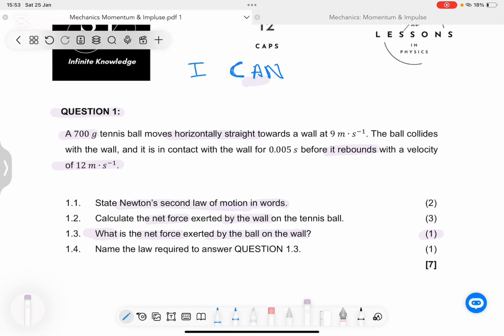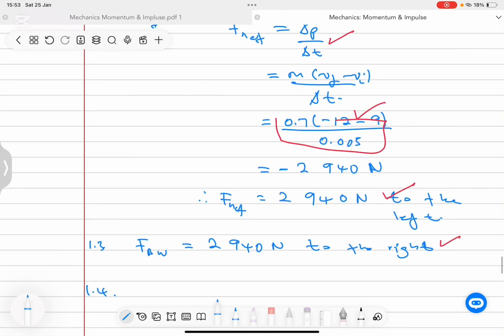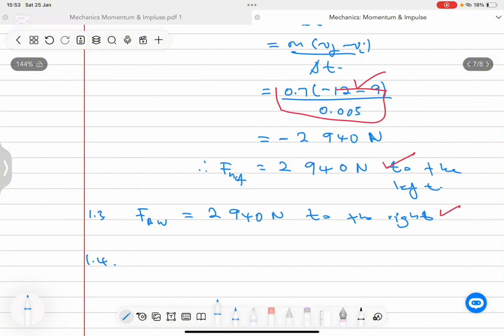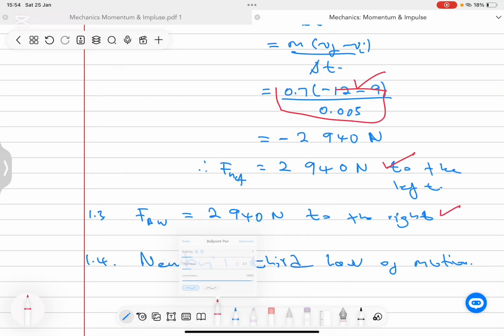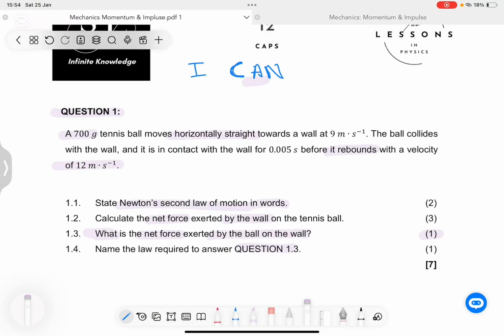The last question says, name the law required to answer question 1.3. So what law did we use to answer question 1.3? This should be an obvious and straightforward question because we talked about it when we were trying to find this law here. When we were answering that question, we said that we are using Newton's third law of motion. And this is only 1 mark. You can even do it within a minute, less than a minute.